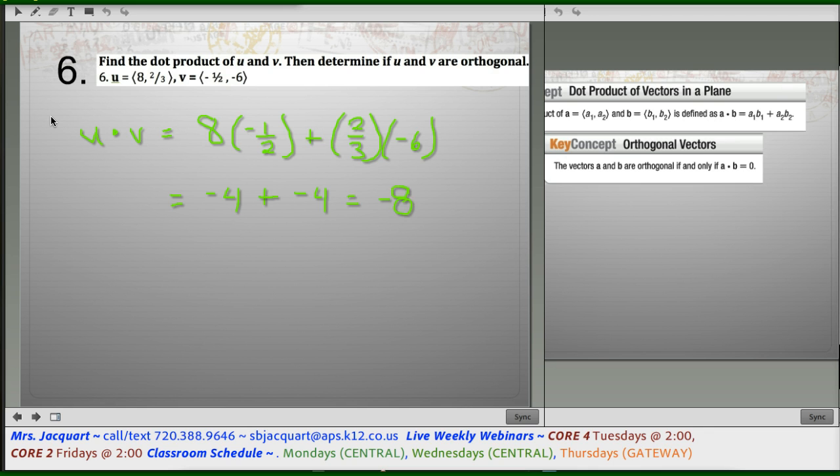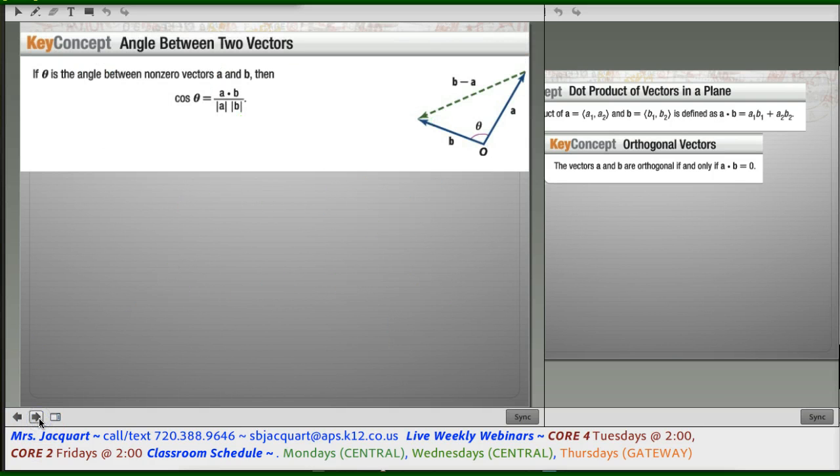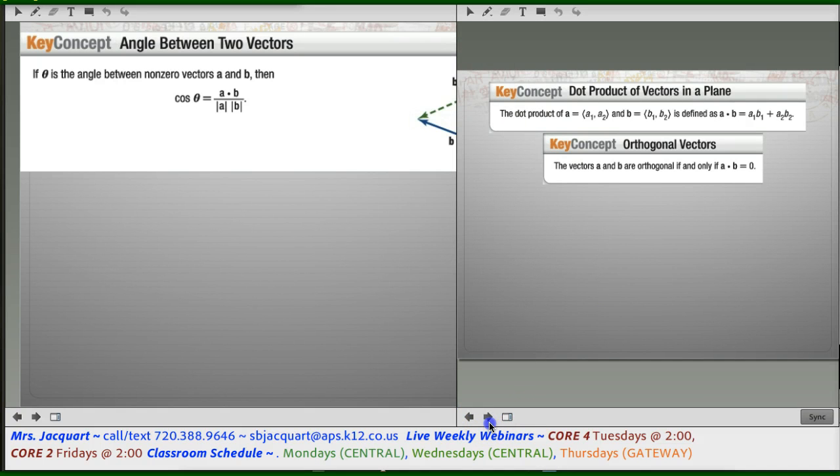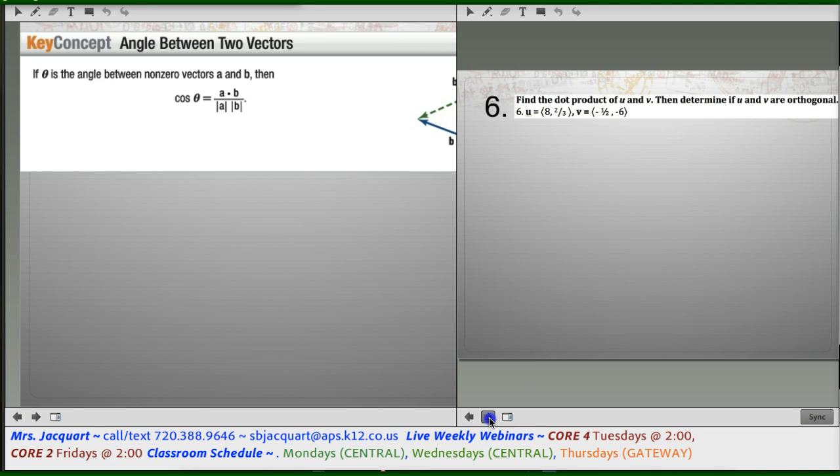I'm pretty sure I got that right. Okay, and no, not orthogonal. And orthogonal, by the way, means perpendicular. Really cool word, just means perpendicular with vectors. It's a special word for vectors. So these are going to be some notes for this next section. If you need them, pause and take them.